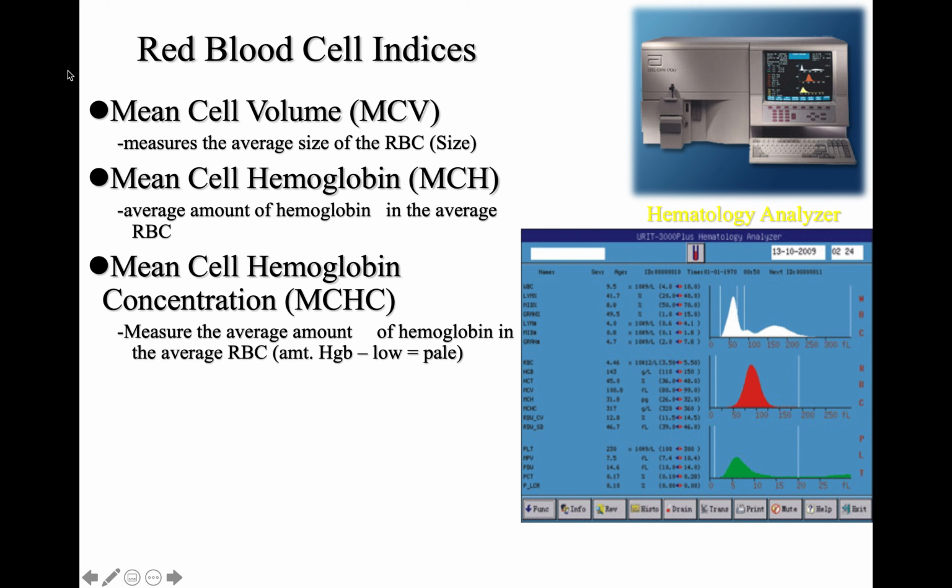Okay, now we're going to talk about what we call red blood cell indices. And these, MCV, MCH, MCHC, you're going to see on a CBC printout. And it all has to do with the size and percentage of hematocrit and hemoglobin in the red blood cell. So our mean cell volume measures just the size of the red blood cells. Are they big or are they small or are they average size? A mean cell hemoglobin is the average amount of hemoglobin in the average red blood cell. And then the mean cell hemoglobin concentration measures the amount of hemoglobin in an average blood cell in relation to hematocrit. So it's the percentage of red blood cells in a given area.